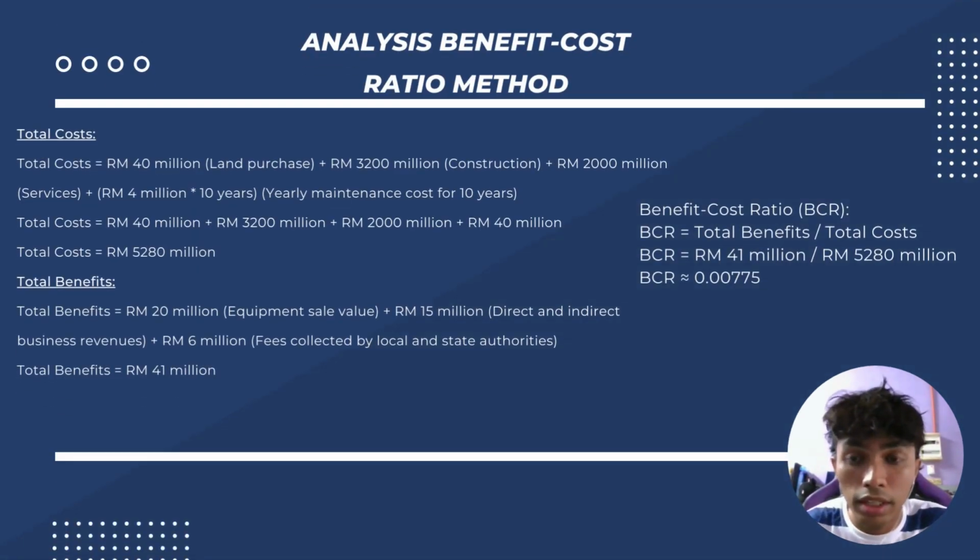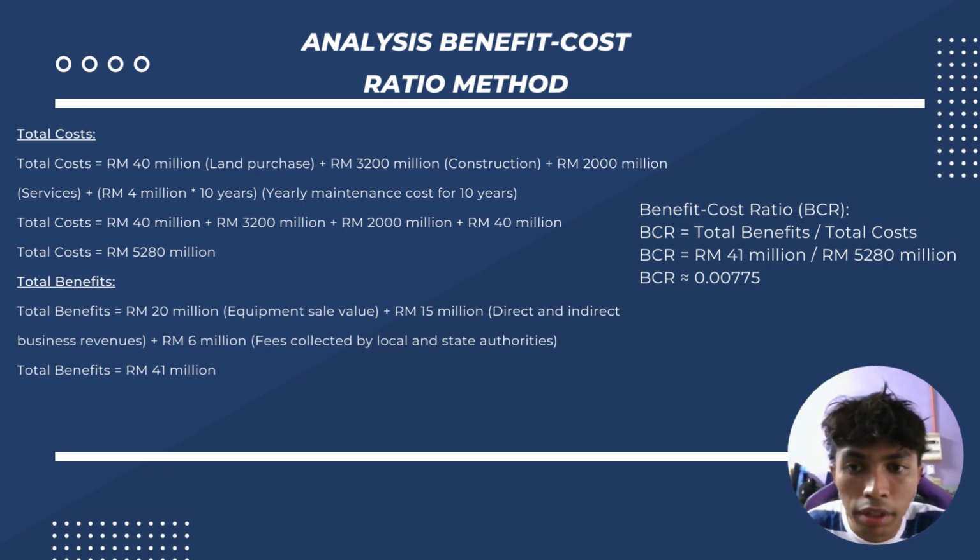And now we calculate the total cost, the benefits and the benefit cost ratio (BCR). For the total cost, we have 40 million ringgit Malaysia, which is the land purchase, and 3,200 million ringgit Malaysia, which is the concession, and 2,000 million ringgit Malaysia, which is services, and 4 million ringgit Malaysia times 10, which is the duration of our project. Finally, we get the total of RM 5,280 million ringgit Malaysia.